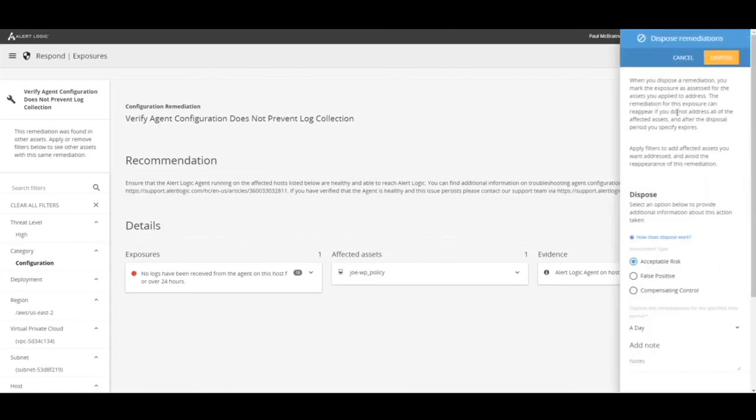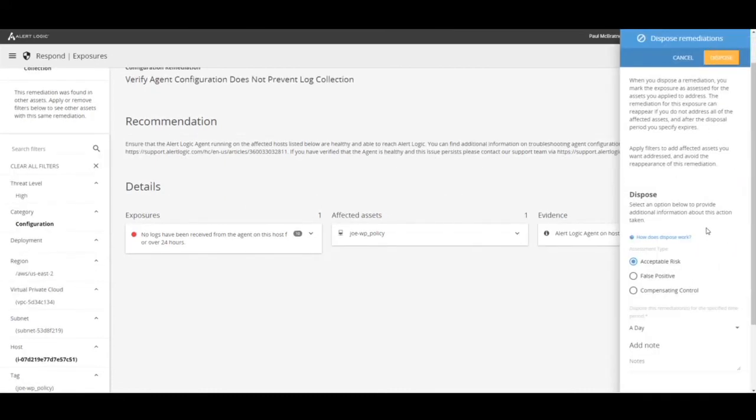The other option is disposed. And disposed could be that server doesn't exist anymore. For whatever reason, it's an acceptable risk, or it's a false positive, or you have some sort of compensating control. Below that, you can tell us how long to silence that. Silence it for a day, a week, a month, 3 months, a year, forever.